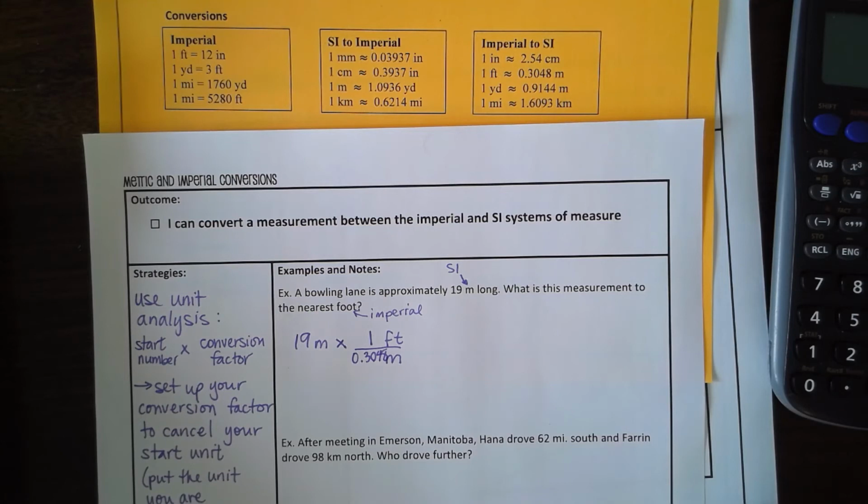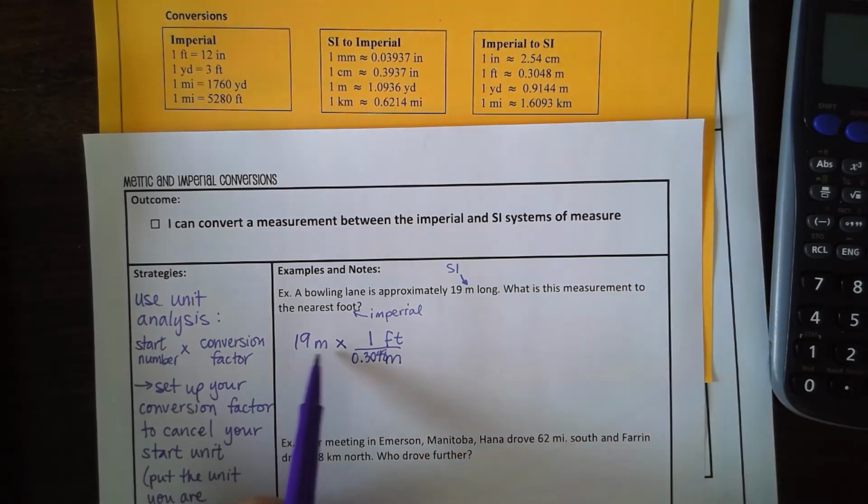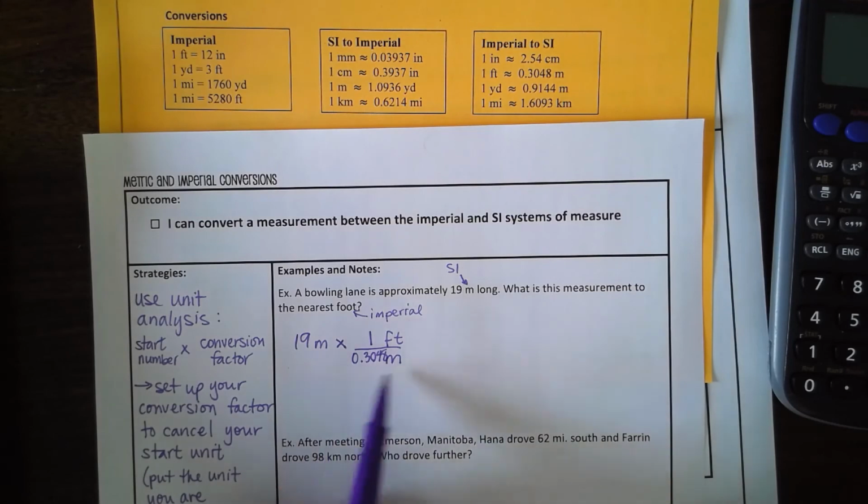Squish that number in there. So really what we're doing is we're taking 19 meters and we're multiplying. This is just 1, right? We're not making 19 meters bigger or smaller. We're just changing its form.